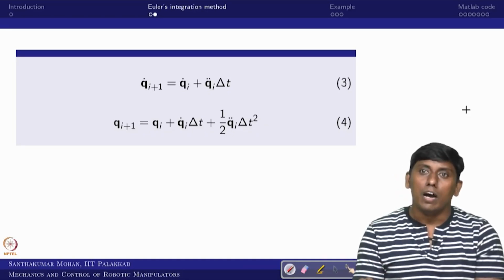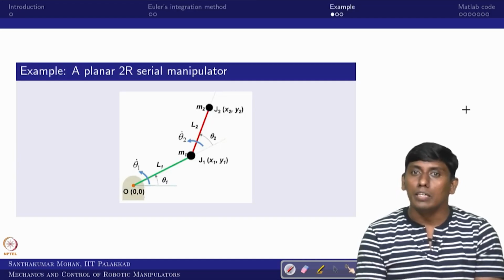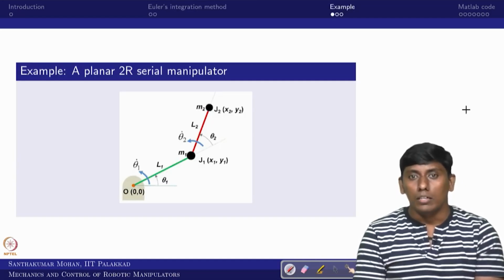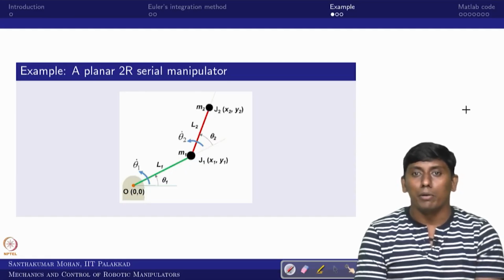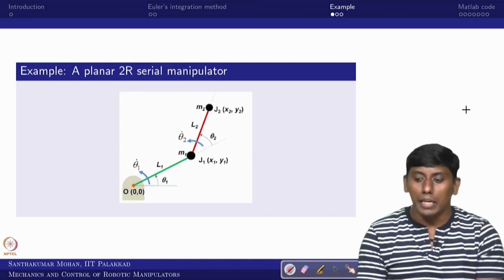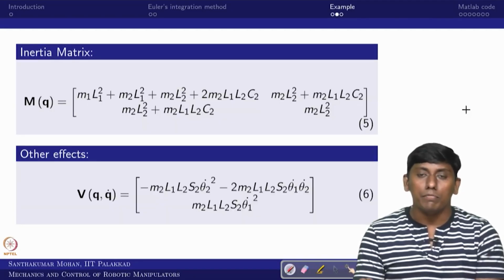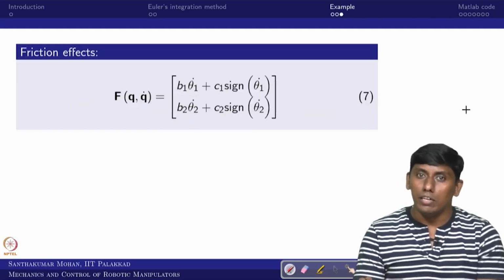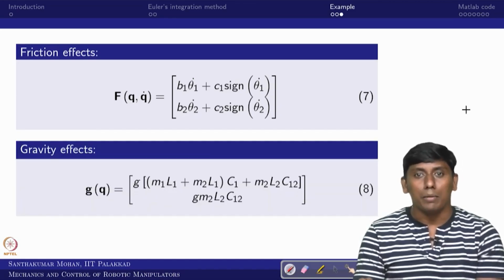If that is the case, how can we take it to a Matlab simulation? For that we will take one of the simplest examples which we studied so far, be it velocity or equation of motion: the planar two-link serial manipulator. The same example we will take. So M of q is known, the other effect V of q comma q dot is known, F of q comma q dot is also known, and G of q is known. In the sense, all four subcomponents are known.